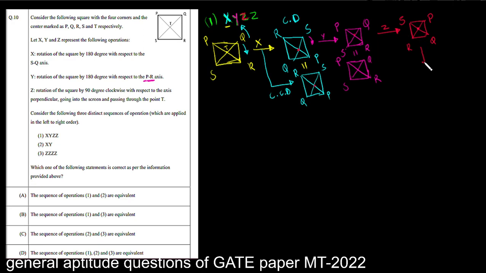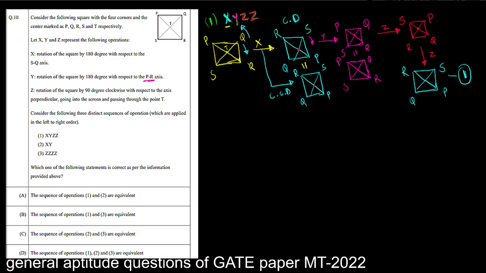Now again we have to apply one more Z operation, because in the sequence we have Z twice here. So let's again apply this Z operation. Now our final answer for the first sequence will look like this. Here this will be S, this will be P, this will be Q and this will be R. So now we have found the answer of this first sequence. Let's denote it with 1 because it is the answer of the first sequence.